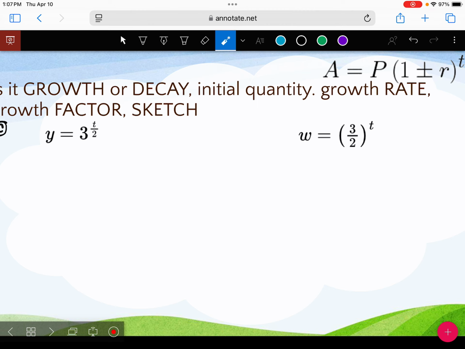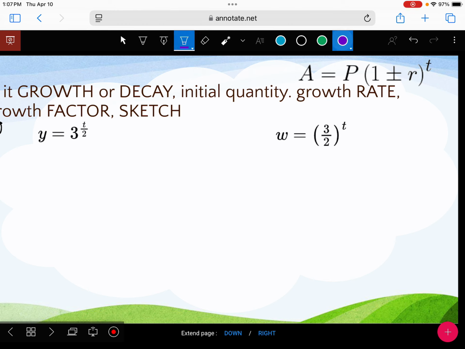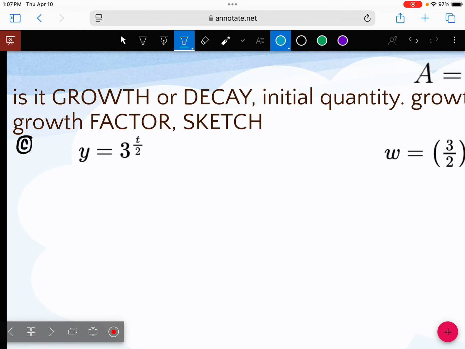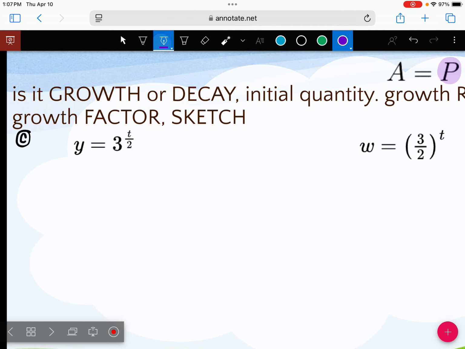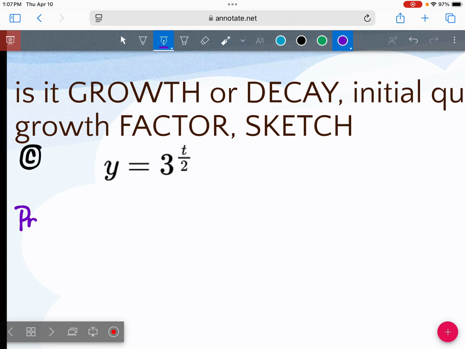So is the 3 our principal, or is the 3 the growth factor? What do we think? Because our principal is multiplied out in front, and our growth factor is the one with the exponent on it. So does the 3 have the exponent on it? Yeah. So what's our principal then? What's multiplied out in front? What can I multiply by anything and have it not change something? 1. Our principal is 1. This is not written there.